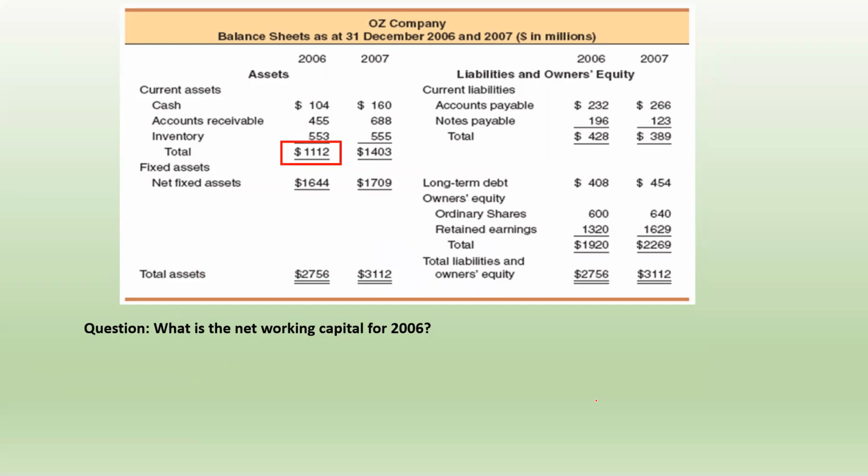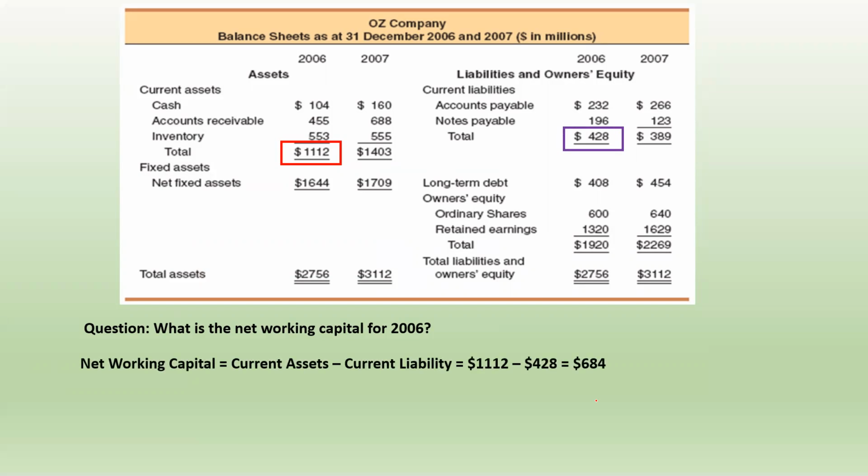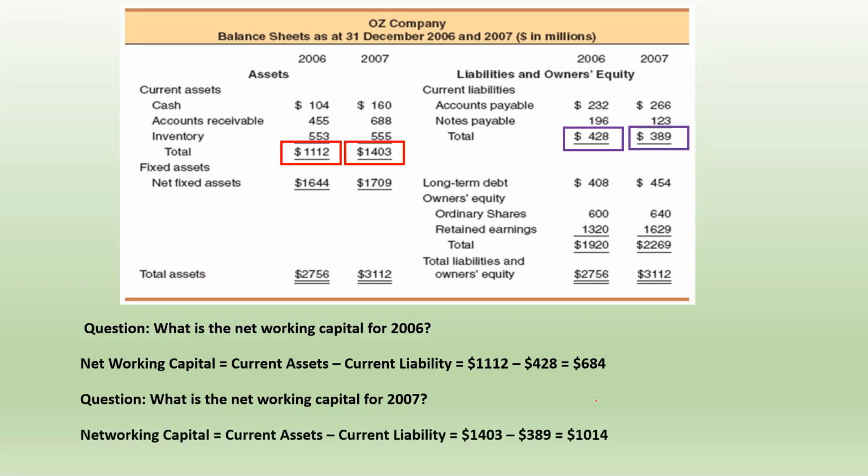So in the balance sheet, the total current assets for 2006 is 1,112. These are in millions. And the current liability is 428. So the net working capital is 684 million. And the net working capital for 2007, again, is the difference between current assets and current liabilities. So the net working capital for 2007 is 1,014 million.